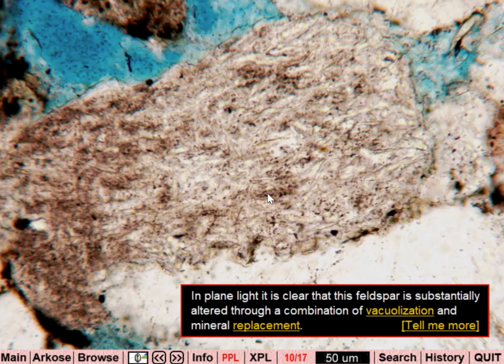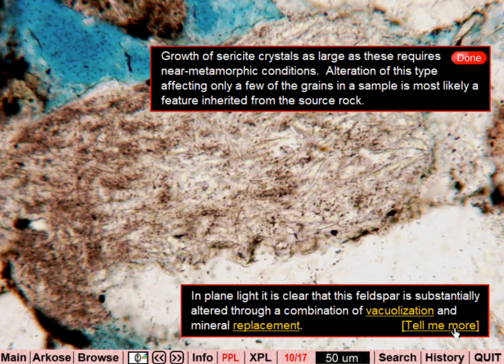Okay, this feldspar has really been changed. It has vacuoles, but it's starting to grow micas again, because the feldspar plus the addition of water provides all the ingredients that we need to start growing clay minerals, and then with a little more temperature and/or pressure, white micas.